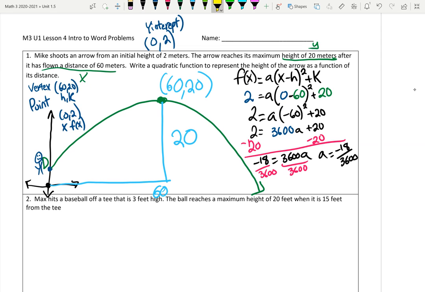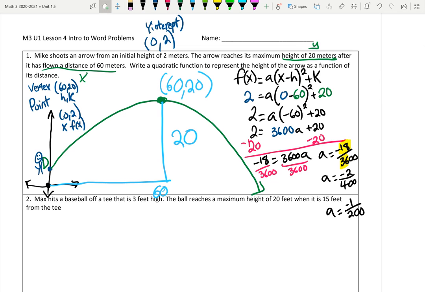Now, 18 and 36 are both divisible by 3, and even more so, they're divisible by 9. So I'm going to reduce this by dividing the numerator and denominator by 9, leading to negative 2 over, 36 divided by 9 is 4 with 2 zeros. I'm going to reduce this again. I see a 2 and a 4. It's going to turn into a is equal to negative 1 over 200.